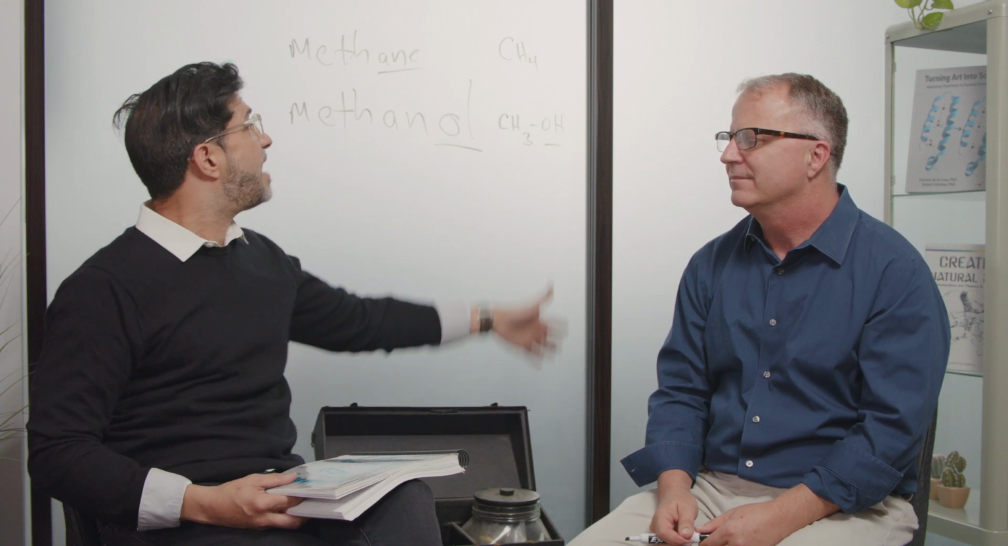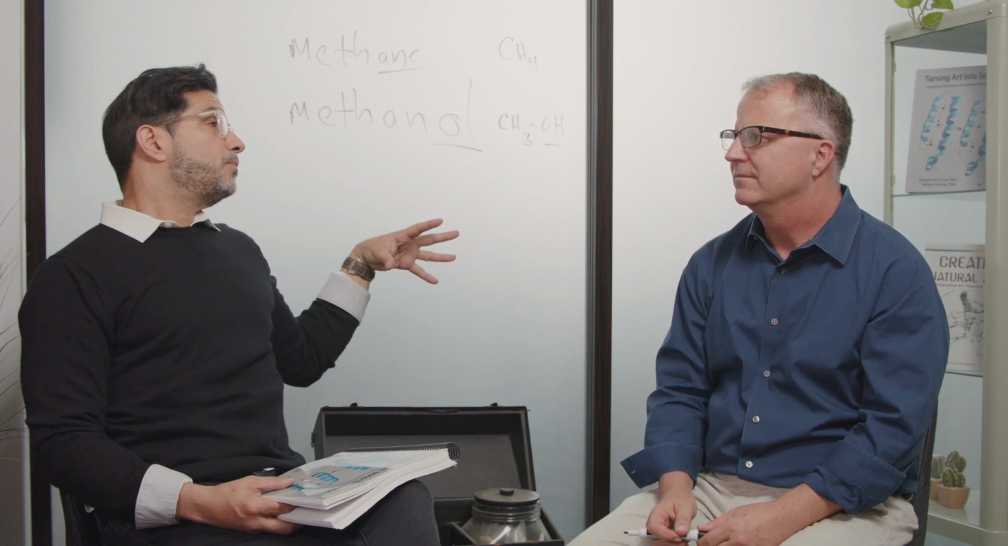Now, what happens if you have multiple hydroxyl groups on a compound? So, Robert, what happens if you have more than one hydroxyl group on a compound? It helps retain the water. It helps become a humectant. And that's how you move moisture into tissue, right? You use a humectant. So maybe draw glycerol.